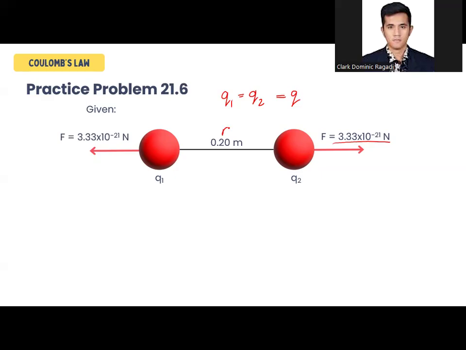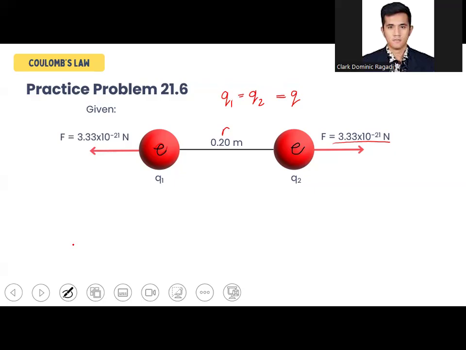How are we going to do this problem? What do we need? We're looking for the excess electrons, the electrons in this sphere and the electrons in this sphere. Since we know that the charges on Q1 and Q2 are equal, similarly, the number of excess electrons should also be equal.